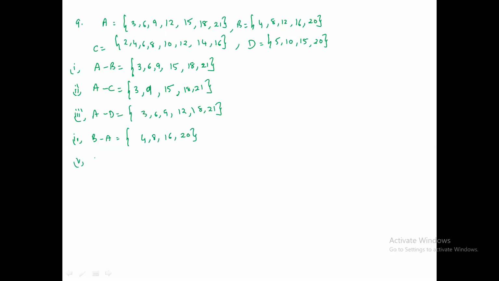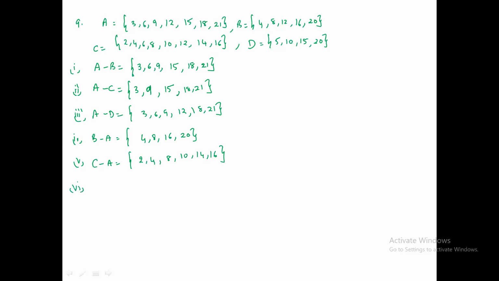Fifth one. Question number 5 in this is C minus A. From C, you have to remove A. That is 3, 6, 9, 12, 15, 18, 21. 3 you can't remove, but you can remove 6. 9 you can't remove, you can remove 12. So 6 and 12 you can remove. Left is 2, 4, 8, 10, 14, 16.